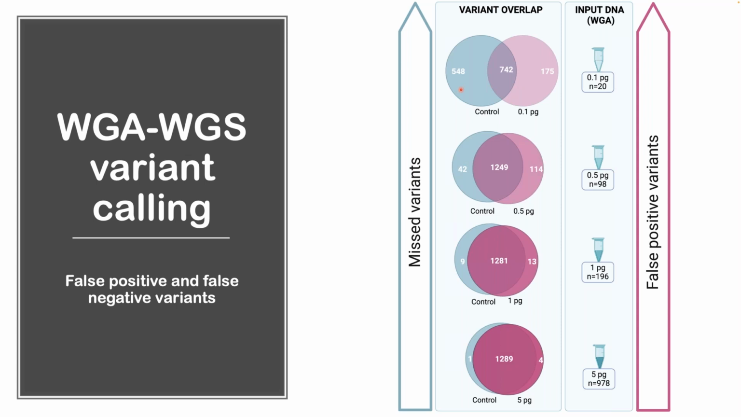Now, this high number of false negative variants in the 0.1 picogram input sample is explained by the low percentage of the genome with at least 5x depth of coverage that I showed in one of the previous slides. So this illustrates that if half of the genome doesn't have sequencing data, no variant calls can be made in those regions.